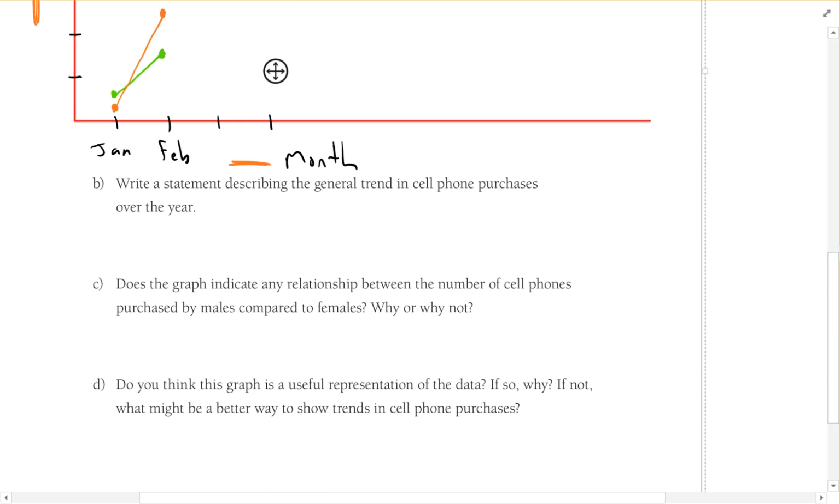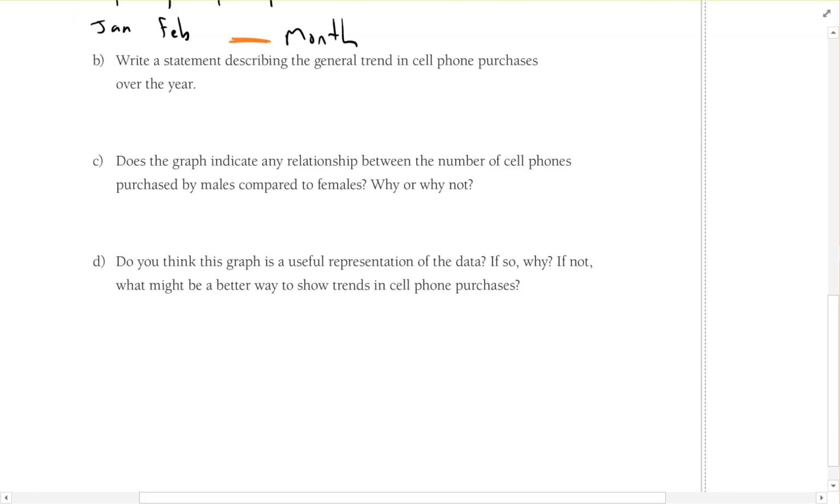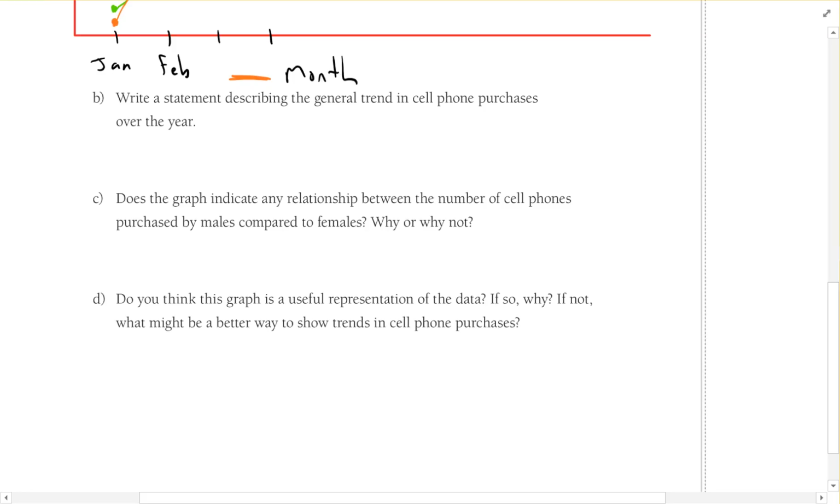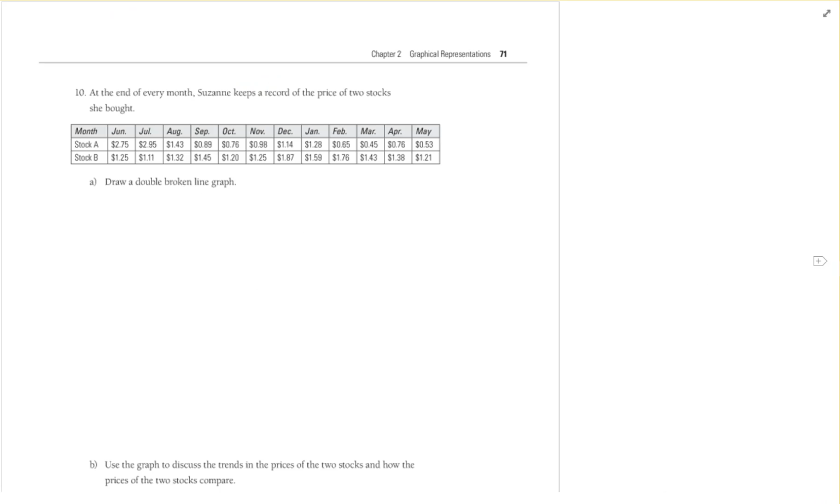So B, write a statement describing the general trend in cell phone purchases over the year. Does the graph indicate any relationship between the number of cell phones purchased by males compared to females? Why or why not? Do you think this graph is a useful representation of the data? If so, why? If not, what might be a better way to show trends in cell phone purchases? All right. So when you are done that, let's move on.